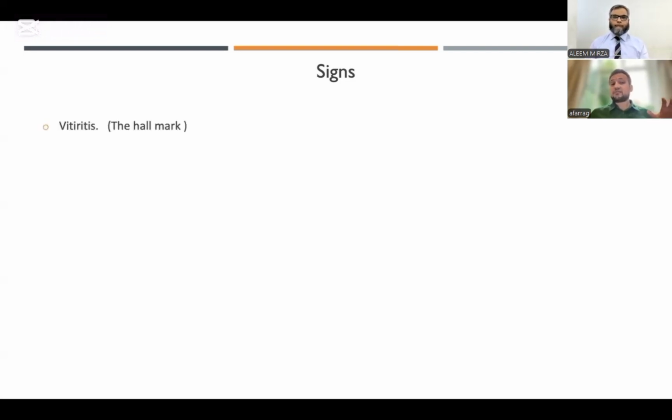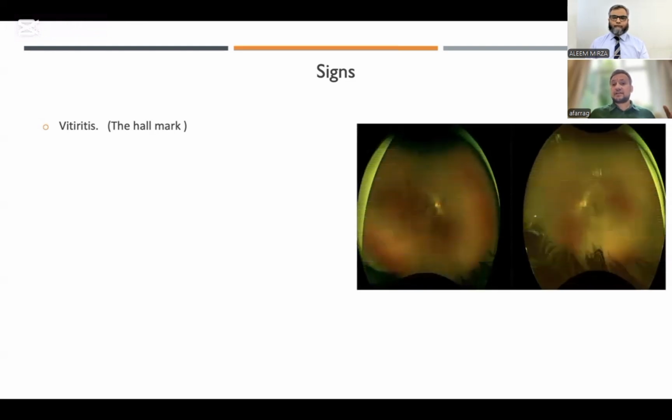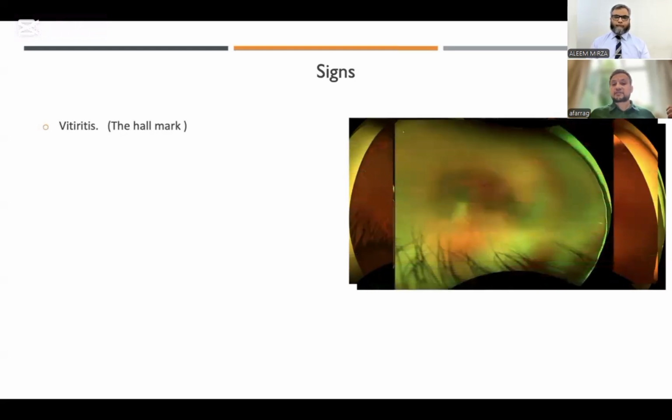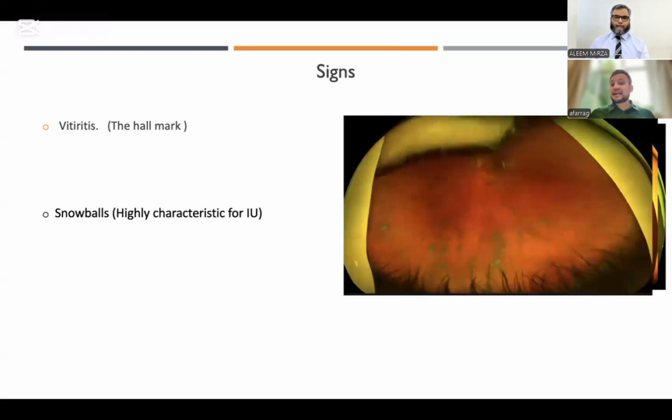So just quickly, what are the signs of intermediate uveitis? These are the signs that, when we see them, we can label it as intermediate uveitis. Vitritis: as we can see here, in the right eye there is no vitritis, but in the left eye there is vitreous haze. These are different grades, so this is like grade 2 on the left side, vitritis +2, and here is like +3 vitritis. Snowballs are highly characteristic for intermediate uveitis. As we can see here, snowballs are very characteristic, very unique, very obvious. We can see them in intermediate uveitis cases.